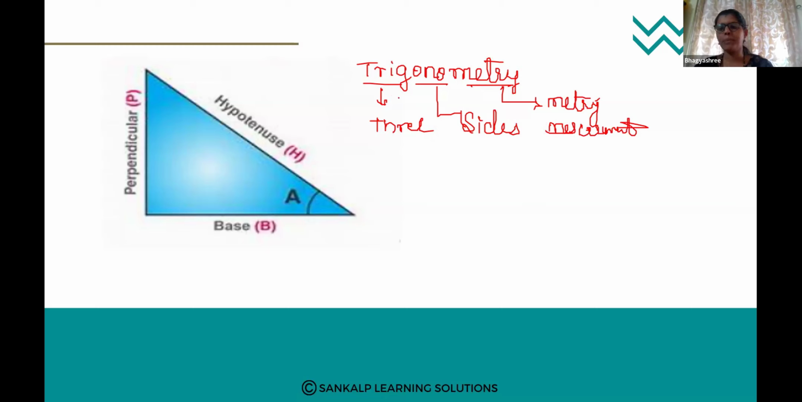Okay. It is a branch of mathematics, or you can say it is a popular branch of mathematics which deals with the study or measurement of 3 sides and angles of the triangle. So, in trigonometry, we are considering right angle triangle.